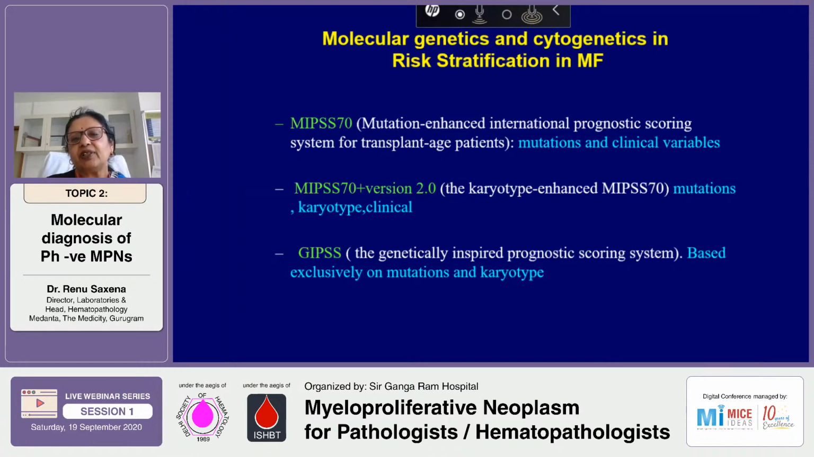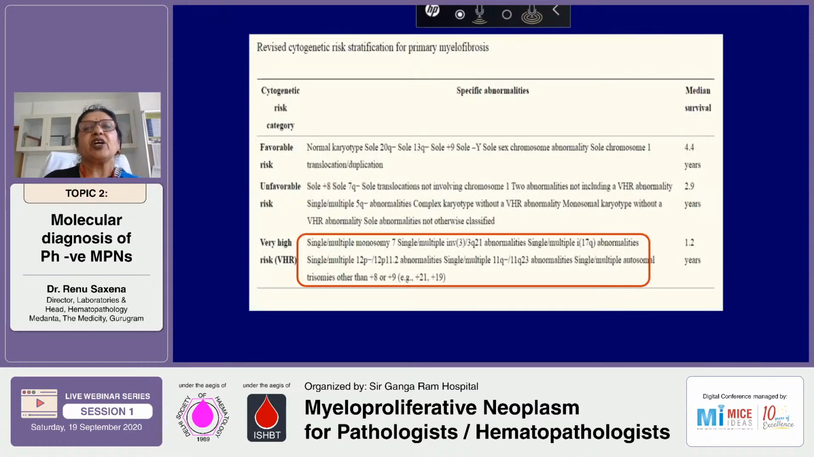We are all familiar with the IPSS risk stratification and the DIPSS risk stratification, but newer risk stratification classifications have emerged: the MIPSS70, which incorporates the mutations and the clinical profile; MIPSS70 version 2, which in addition to mutations and clinical variables also takes into account karyotyping; and the GIPSS, the genetically inspired prognostic scoring system, which does not handle the clinical at all and is only based on mutations and karyotype. So we know that apart from diagnosis, mutations and karyotyping are becoming very important for risk stratification of myelofibrosis.